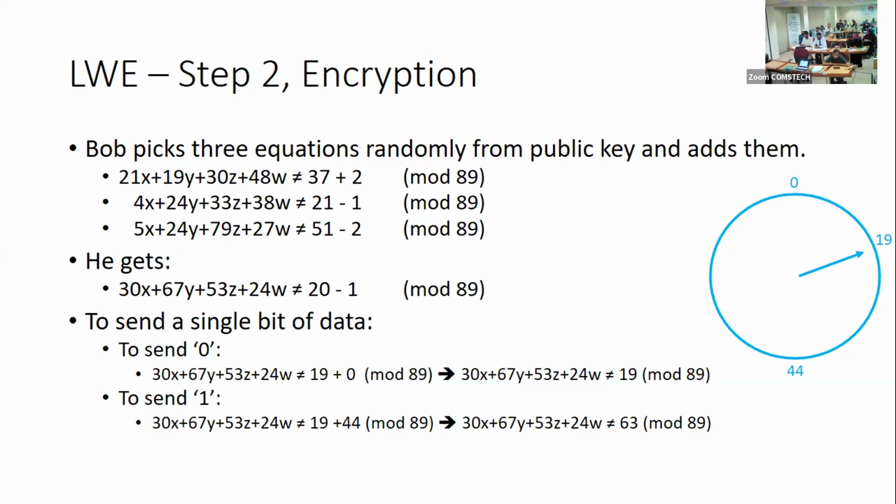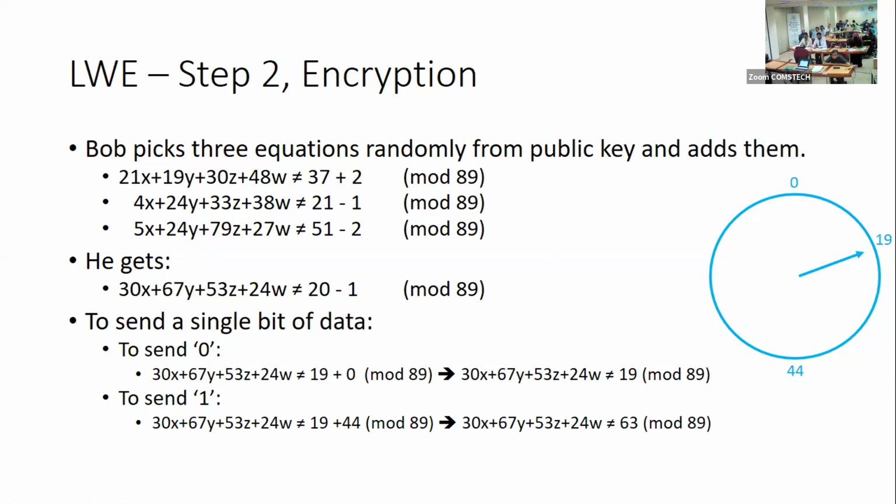Okay, so now we have done it. Bob has picked 3 equations and he added them together. So this is the final equation, which is the sum of all these. Remember, all these numbers are in modulo 89. I just wrote them here for you to remember. If Bob wants to send a bit 0, he will not do anything. He will just send this equation, so this is this, and here 20 minus 1 is 19. And if he wants to send 1, he will add 44 to it. Why 44? Because it is about half of 89, the other side from 0.